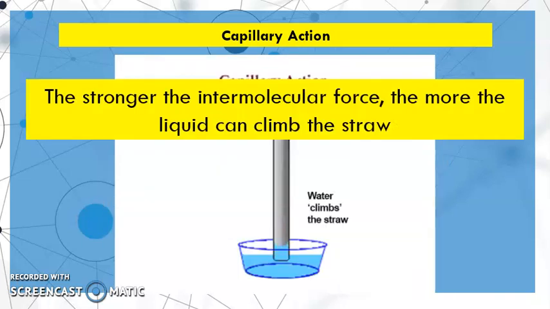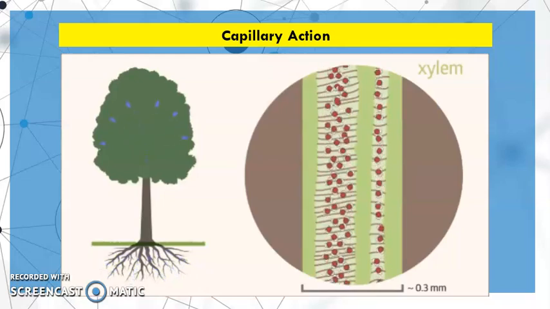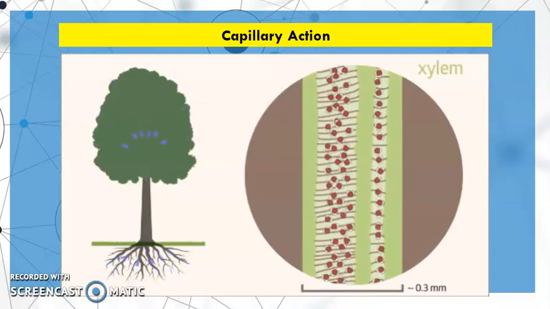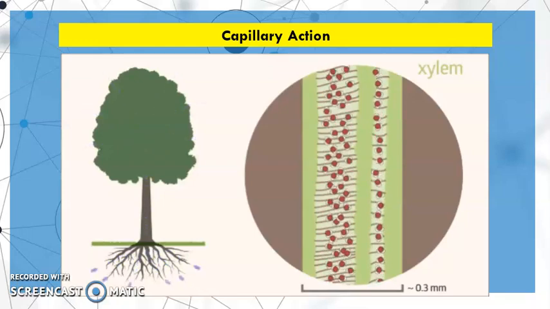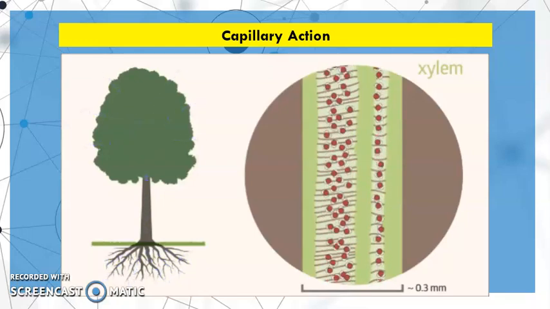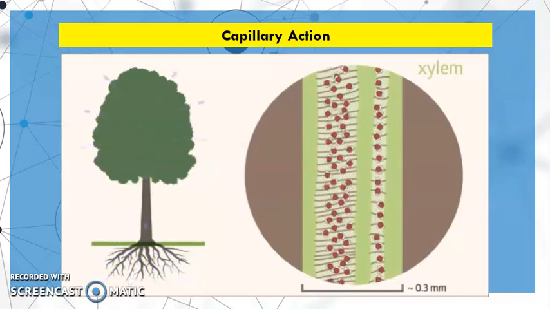So the stronger the intermolecular force is going to be, the more this liquid can actually climb up on the inside of a straw. Now, what's really interesting is that nature actually does use this phenomenon. We'll actually see capillary action and water's ability to climb up these small tubes on the inside of trees. This is how trees are actually able to passively soak water up from the ground and up into their crown.